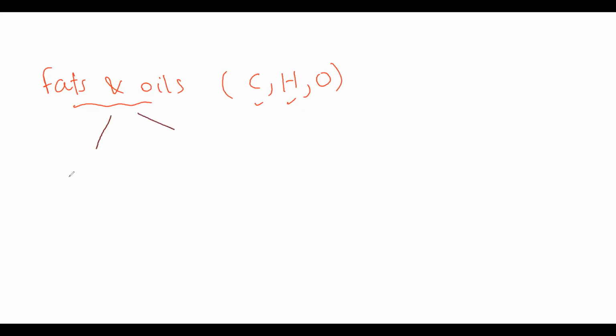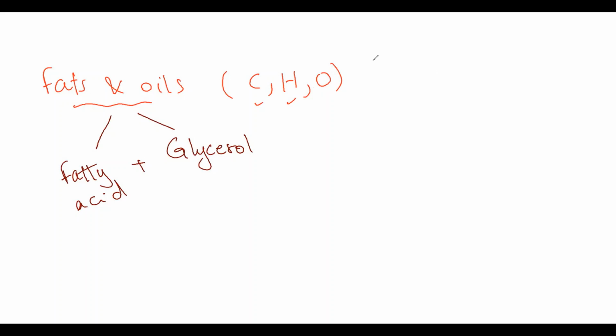Let's go now to the fats and oils. As I said before, their atoms are carbon, hydrogen, and oxygen. These are large macromolecules. They are organic molecules, because they contain carbon and hydrogen together. But what are the basic units for these fats and oils? We have two kinds: fatty acids and glycerol. These are called the basic units for fats and oils. If they are added together, they give me these fats and oils.